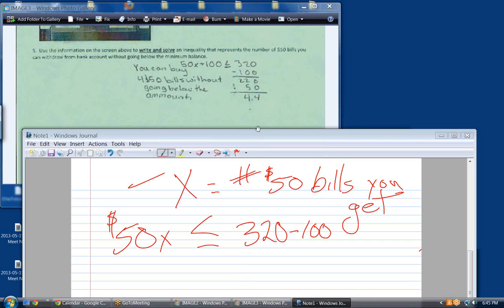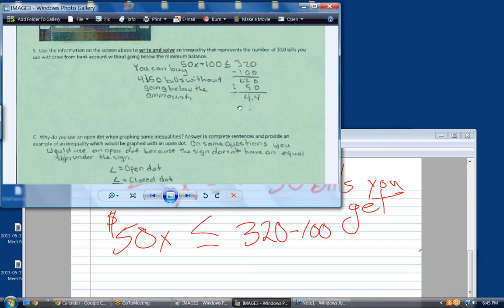Then it says, why do you use an open dot when graphing some inequalities? I said on some questions you would use an open dot because the sign doesn't have an equal sign under it. Correct. Your explanation is fine here. Use an open dot when it can't be equal to that value. It can only be greater than or less than. If it can also be equal to the value, then you use a closed dot.